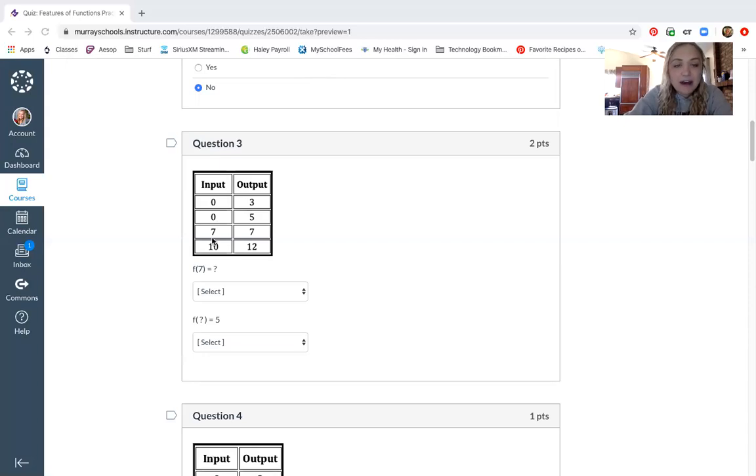So I am going to talk about where it says f of 7. Remember, I told you inputs are the x values and outputs are the y values. So right here where it says f of 7, it's always going to be f of the input, and I would write this on a sheet of paper if you don't have it already. F of the input equals the output.